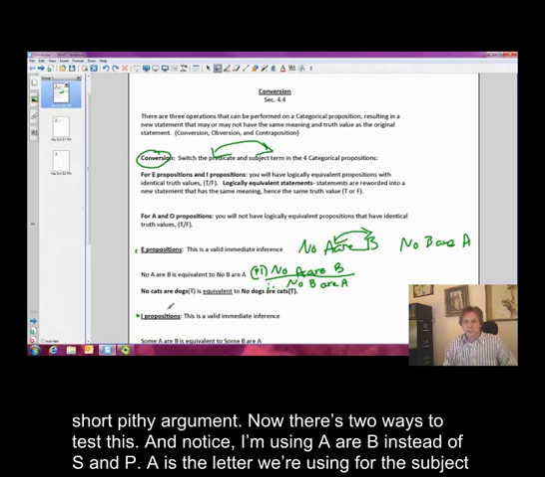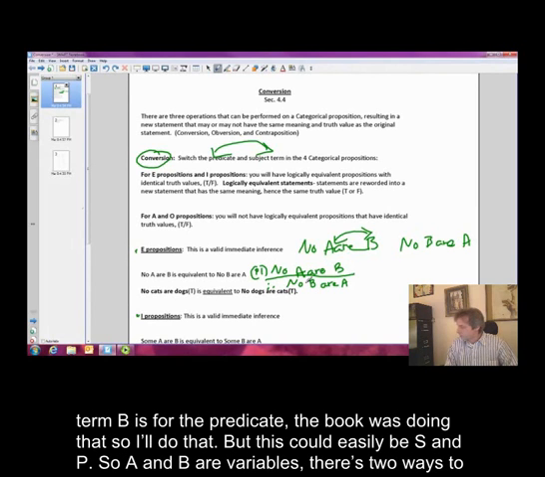Now, there are two ways to test this. And notice I'm using A and B instead of S and P. I'm using A as the letter for the subject term, and B for the predicate. The book was doing that, so I'll do that. But this could easily be S and P. So A and B are our variables.